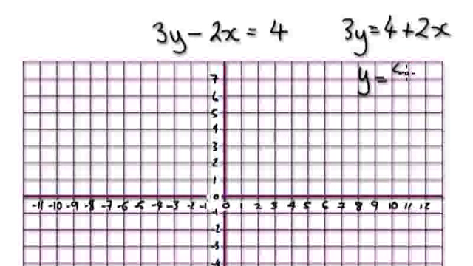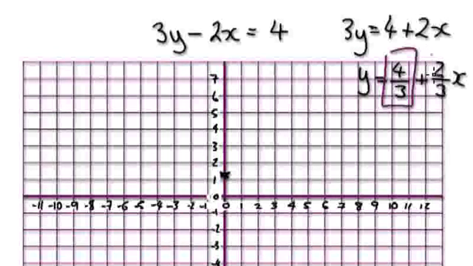So y equals 4 over 3 plus 2 over 3x. Okay, now this is your intercept. So 4 over 3 is just 1 and a bit, isn't it? 1 and a third. Well, just know that it's 1 and a bit. So 1 and a bit, you'd probably guess somewhere around here. It's 1 and a third. But the intercept here is here.